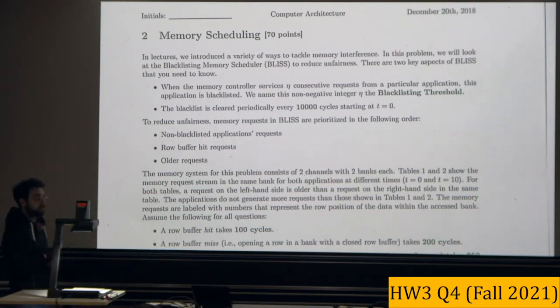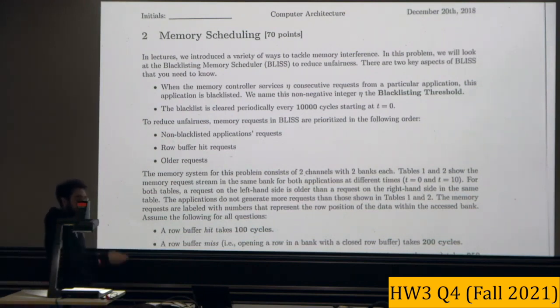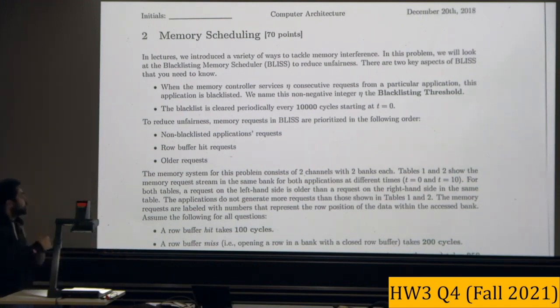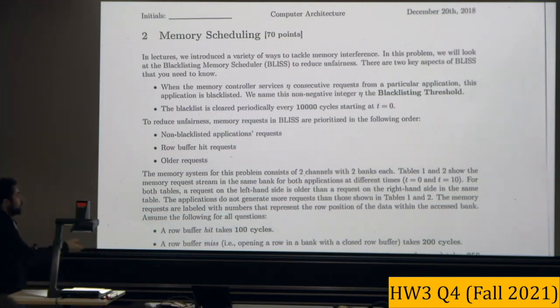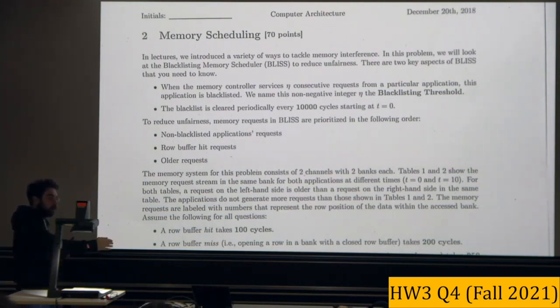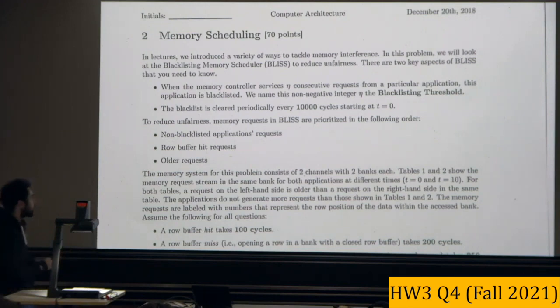This blacklisting period is cleared periodically after 10,000 cycles. So every 10,000 cycles you stop blacklisting the applications, you start the process again. To reduce unfairness, we change the FRFCFS scheduling policy. Instead of FRFCFS, we have non-blacklisted, ready, and then FCFS. So we first prioritize the non-blacklisted application's requests. When you have 2 applications and one of them is blacklisted, then you start executing the other one until the other one is also blacklisted.